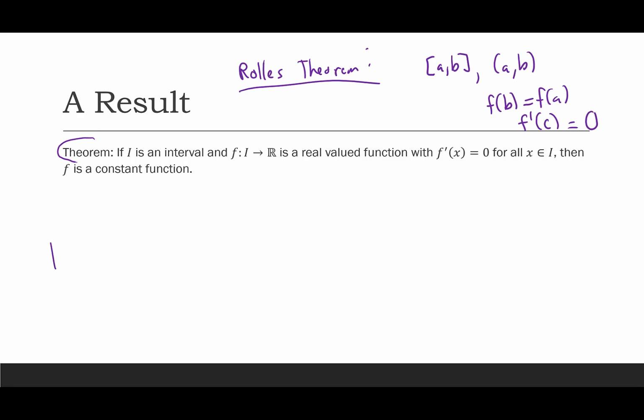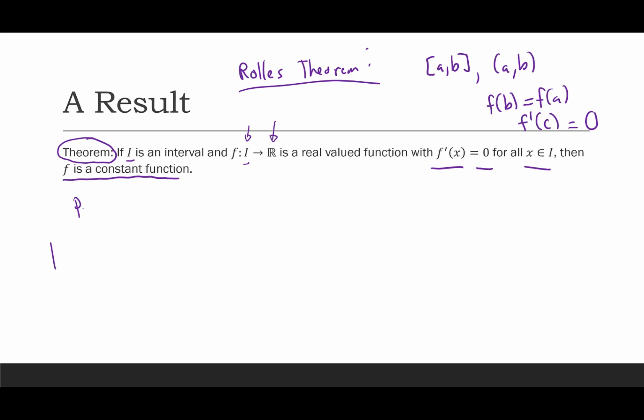One really cool application, although I'm kind of biased because I like algebra, is another result that we have, the following. Let I be an interval, and suppose that f is a function from I to R such that its derivative is 0 for all x in I. If you have a function from an interval to the real numbers, so our inputs are real, our outputs are real, and the derivative of this function is always 0, then this result says that your function is a constant function.